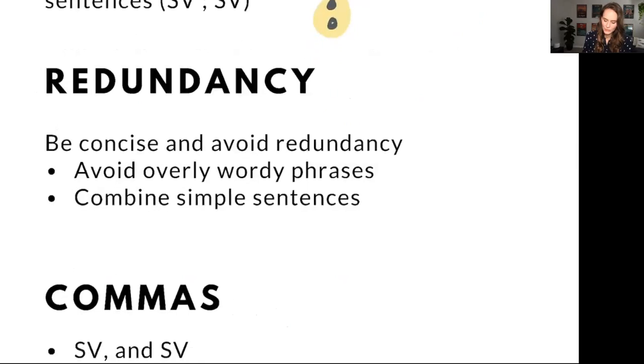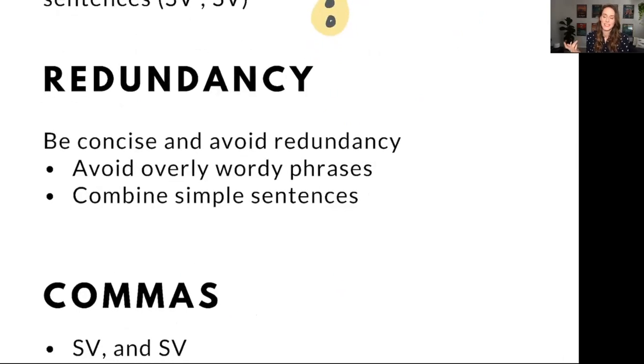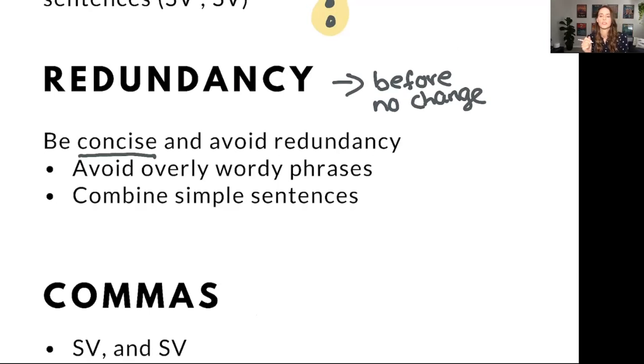So redundancy. Remember how I said that SAT writing, they want you to be concise, which means they want you to not be repetitive. So if the information's already stated, you don't want to say it again. On the ACT, redundancy questions are super obvious most of the time. For the SAT, I always check for redundancy before no change. So before I say there's no change, I'm going to check to see, was there a redundancy problem?